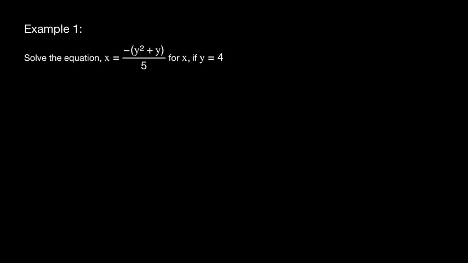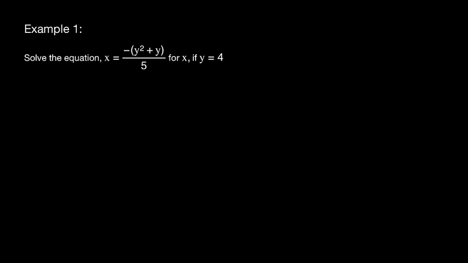In our first example here, we need to solve the equation x equals, in the numerator, negative brackets y squared plus y, close brackets, all over 5 for x if y equals 4. So what I suggest you do for these problems is pause the video and attempt to solve them yourself before watching the solution.